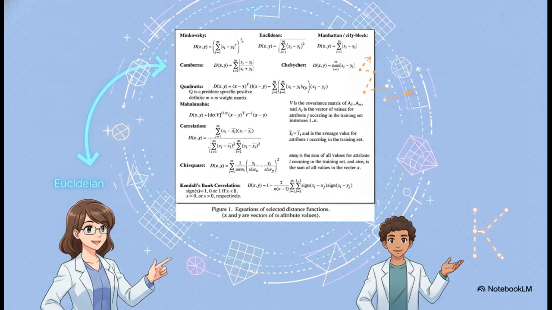Whoa, okay, I know this slide looks like a pop quiz from a math class, but don't worry, you do not need to memorize these formulas. The key thing to get here is that distance isn't just one single thing. There are lots of ways to measure it. You've got Euclidean, which is just a straight line, or Manhattan, which is more like moving around city blocks. The right one just depends on the kind of data you're working with.